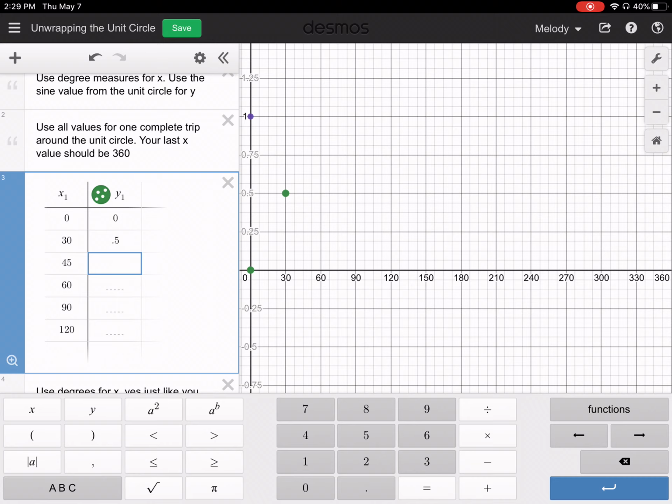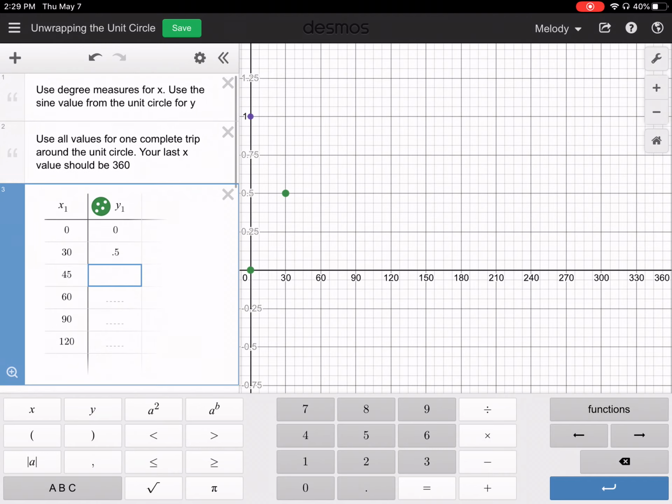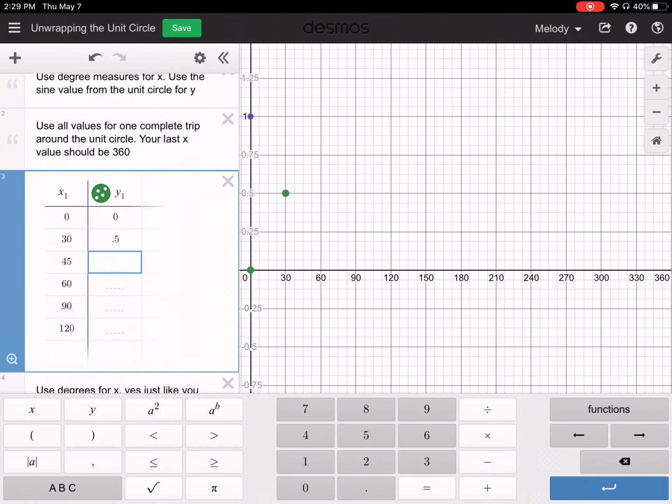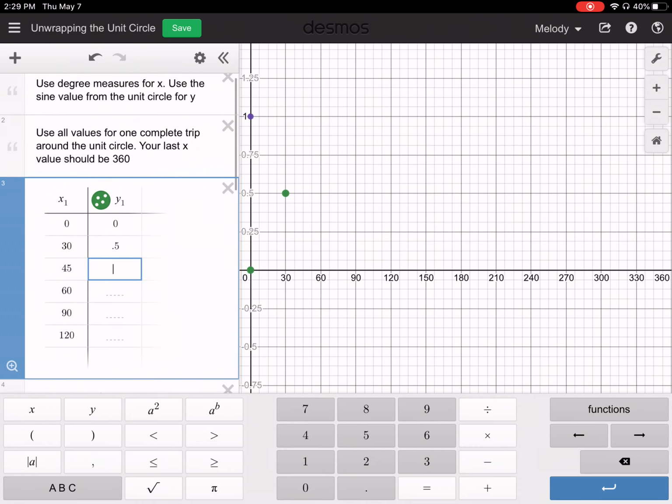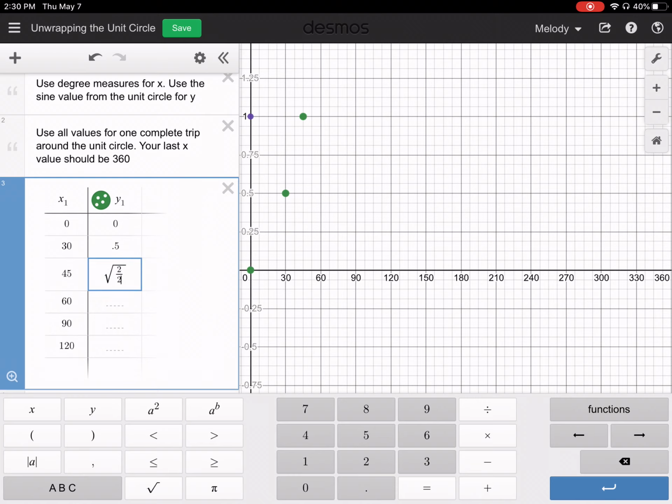Then for this first graph, the y-coordinate is the sine value. I tried to put that in the column up here by the y, but Desmos didn't like that. So you're just going to have to remember, I wrote it up in that first note. We're doing sine value. So 0 degrees has a sine value of 0. A 30-degree angle has a sine value of 1/2. We go over and then we go up 1/2. 45 degrees has a sine value of the square root of 2 over 2.